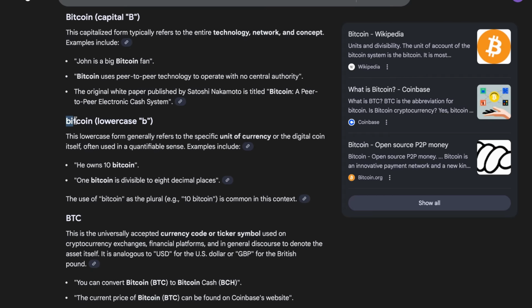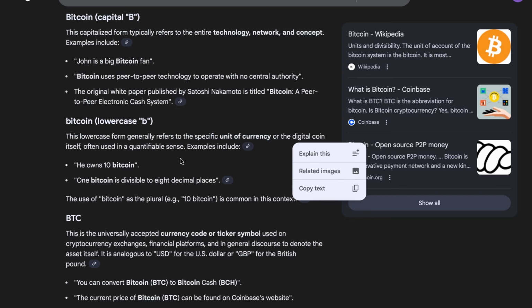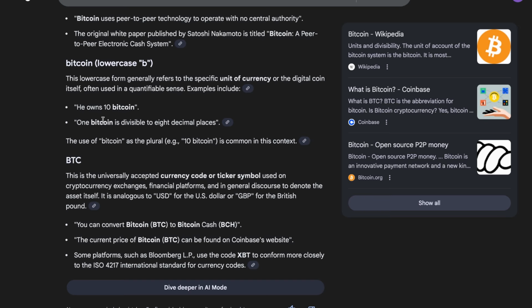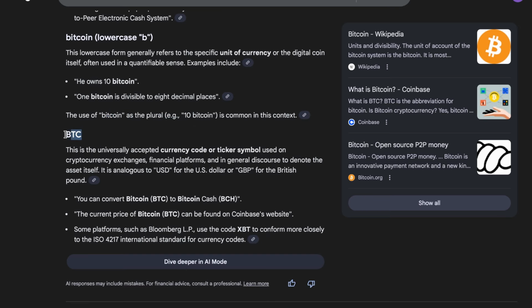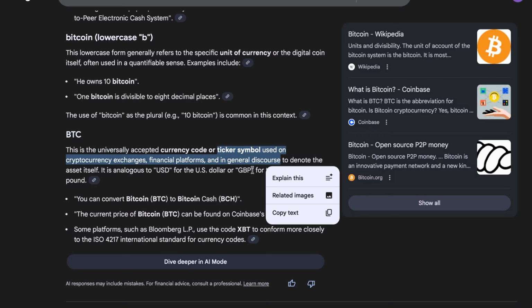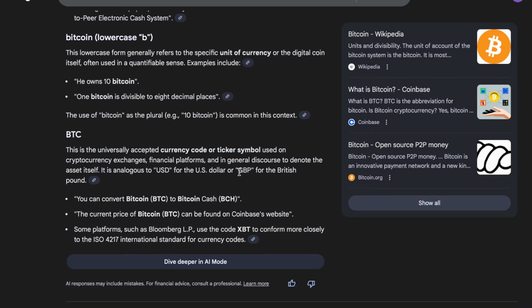But Bitcoin with a lowercase b generally refers to the underlying units of currency themselves, the digital bitcoin themselves. We usually don't put an S on to pluralize Bitcoin. We usually just have Bitcoin, but then there's BTC, which is usually what we refer to as the ticker symbol. So if you're ever buying Bitcoin on an exchange or trading it, similar to how USD refers to the US dollar, BTC refers to Bitcoin.